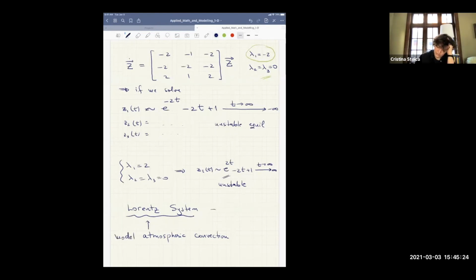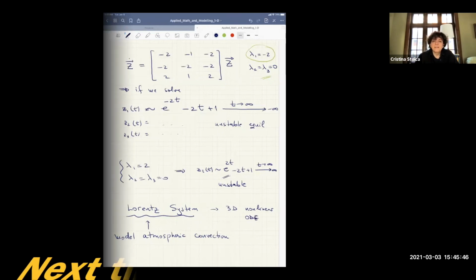So this is just a 3D nonlinear ODE system. It's very interesting because it has some interesting dynamics in it besides the equilibria. So we'll look at some pictures today. Okay, so I'll stop now.